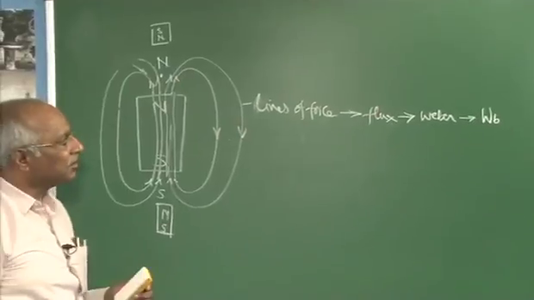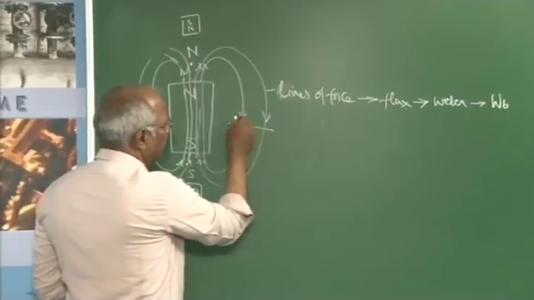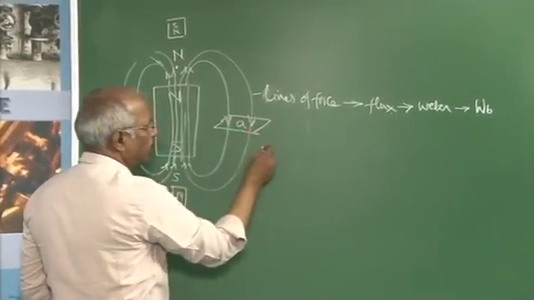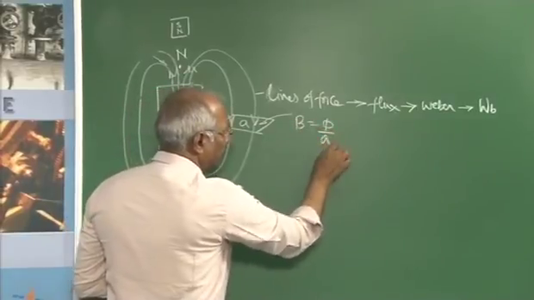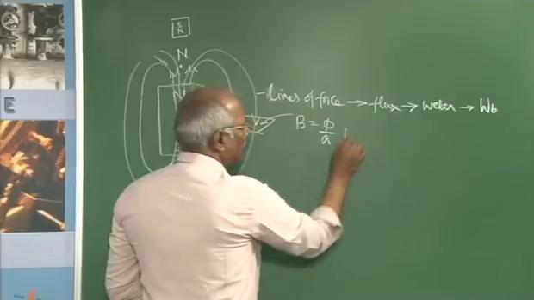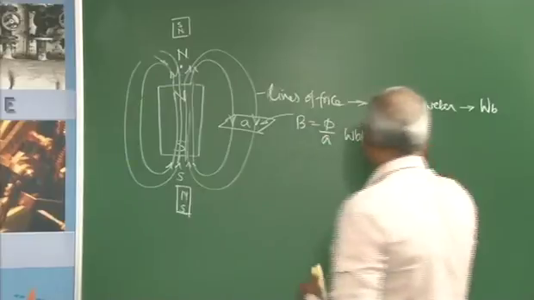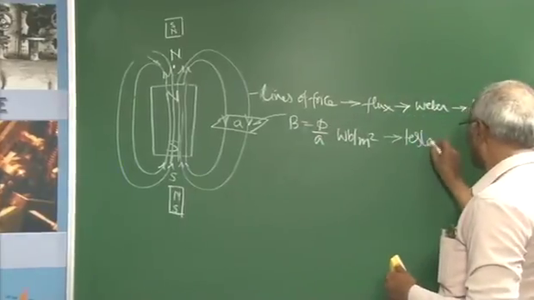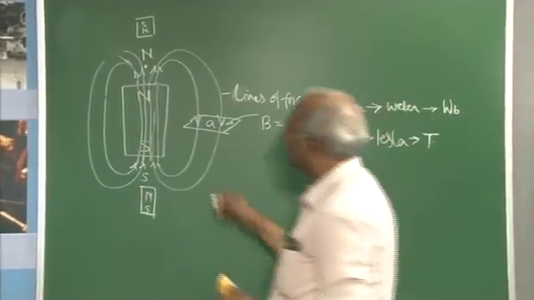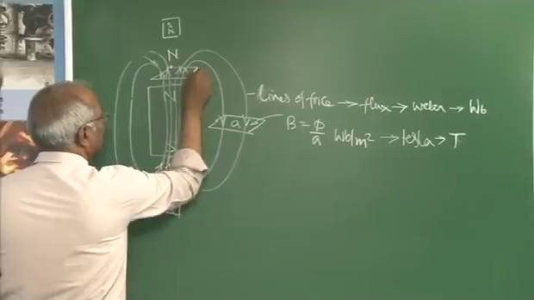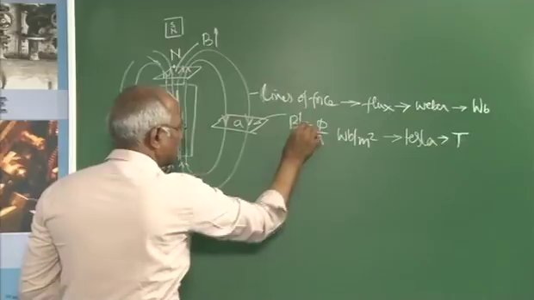The flux density is nothing but flux per area. If I consider an area of, say, A here, the flux density is obviously B equal to phi over A, the unit being Weber per meter square. However, it has been replaced by Tesla, denoted by capital T. The flux density here is more, while the flux density here is less.